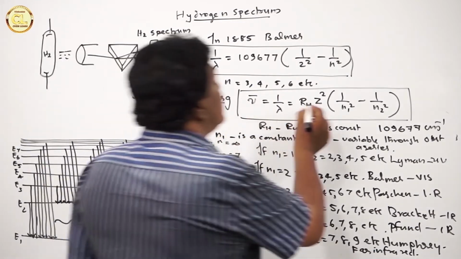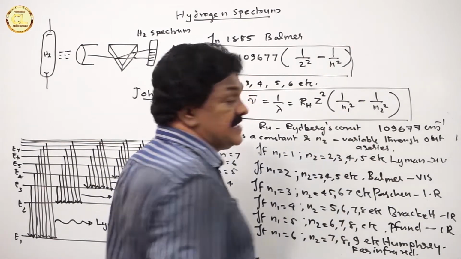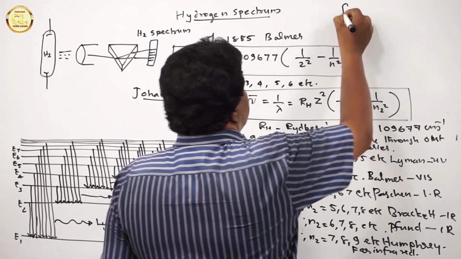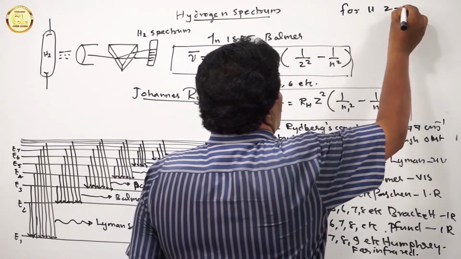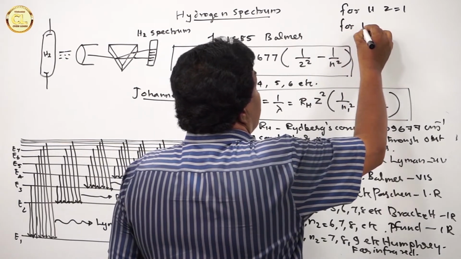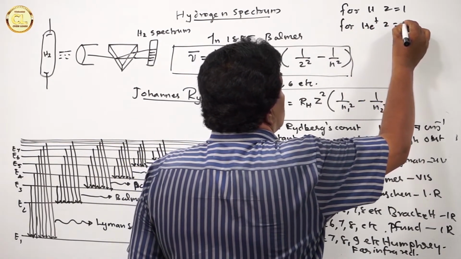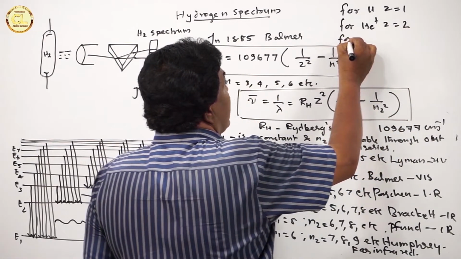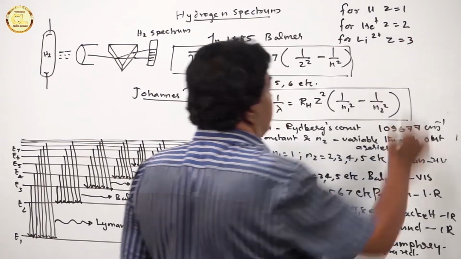See, these are the important series of lines in the hydrogen spectrum. In this expression, that is the Rydberg formula, Z stands for the atomic number. For hydrogen, Z is equal to 1. And for He single plus, Z is equal to 2. For Li2 plus, Z is equal to 3.